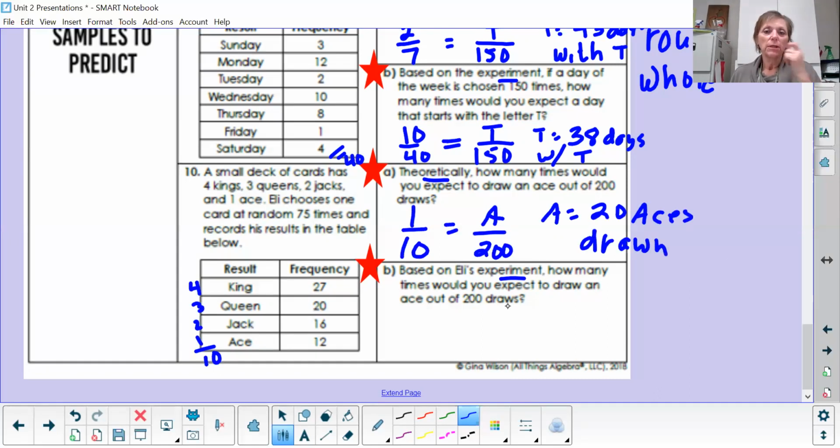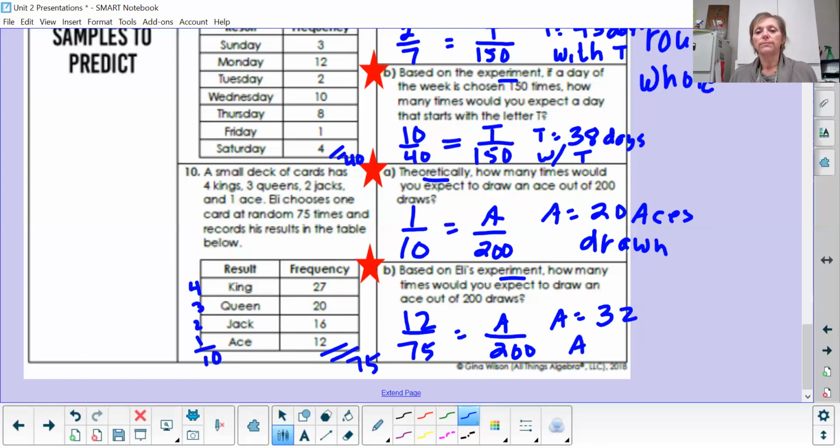Okay, last question. Now, based on his experiment, let's draw on this data. 75. And we're going to make 200 draws. So how many aces did he draw? 12. So cross, A for ace. So 12 times 200 divided by 75 rounds to 32. 32 aces drawn.